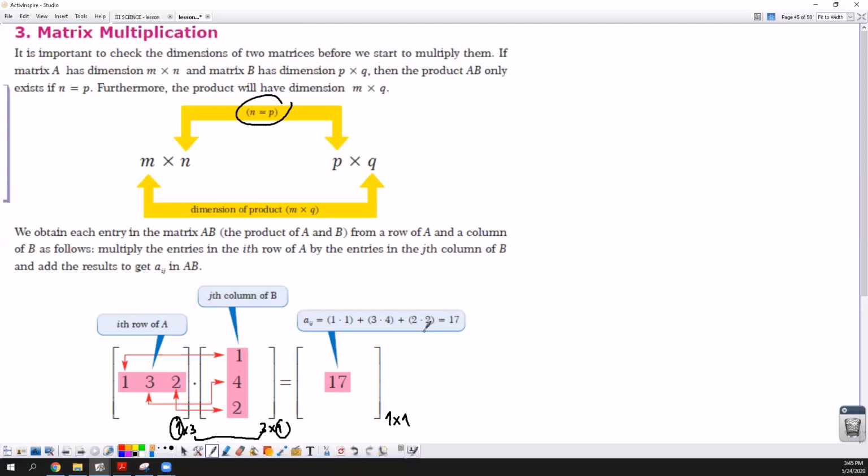We got the dimension. And after that, how can we multiply the entries with each other? So first, we are going to multiply all elements of the first row by all elements of the first column. So 1 times 1 is 1, 3 times 4 is 12, and 2 times 2 is going to be 4. When we add all these numbers at the end, I will have 17.